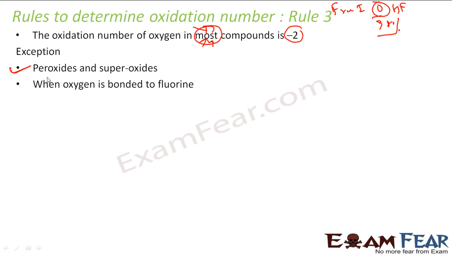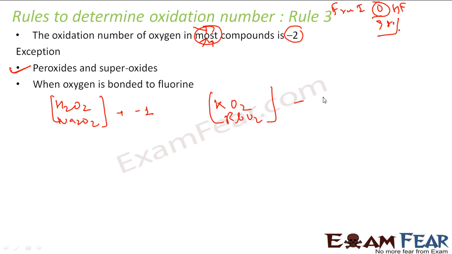So let's take the first part. Peroxide, for example H2O2 or Na2O2, in this case the oxidation state is -1. For superoxide, if you see KO2 or RbO2, in this case the oxidation state is -1/2. So you have to remember this. It's a very rare scenario. Peroxide is -1, superoxide is -1/2.